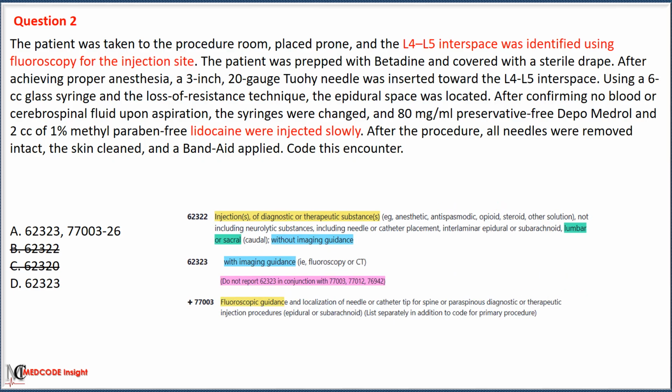In the remaining two options, we can eliminate option A with code 77003, which is used for fluoroscopic guidance. This code is already included in the code 62323, as mentioned in the code description and also noted in the parenthetical description below the code 62323, making it unnecessary to mention separately. So our correct option is option D with code 62323.